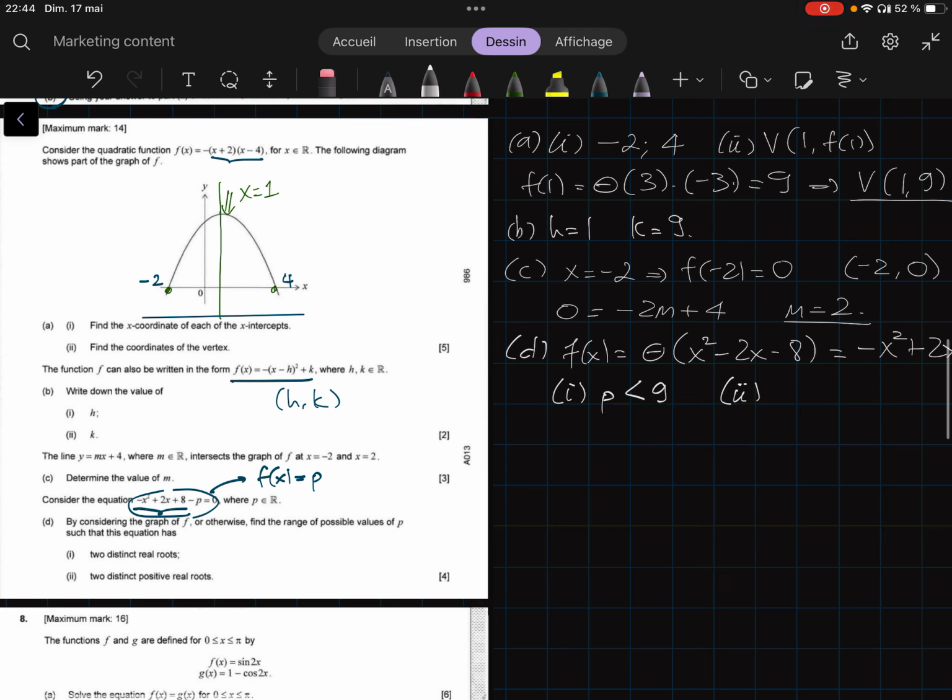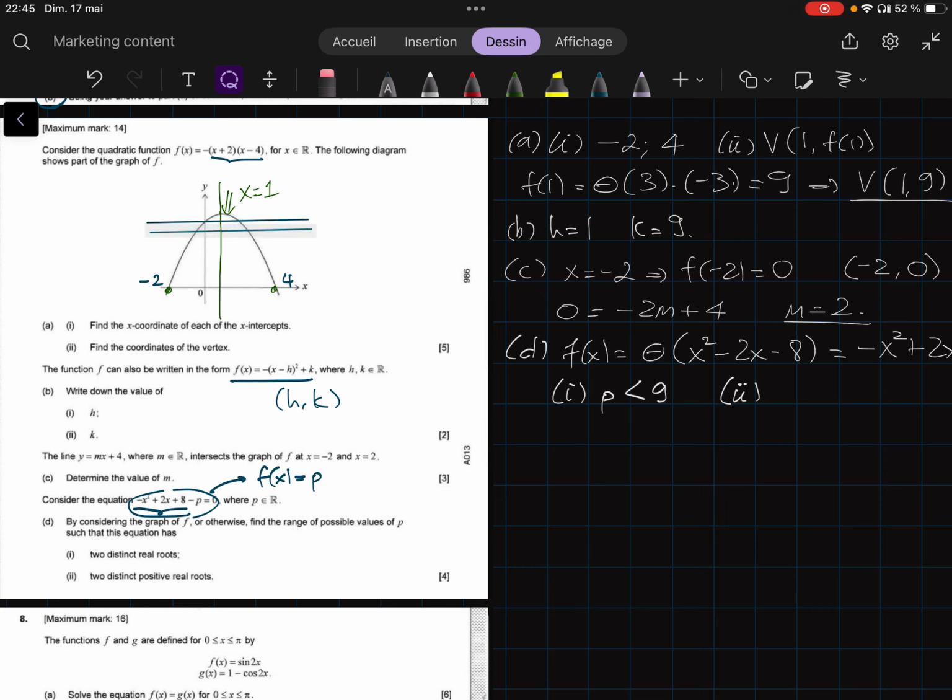Part 2. Two distinct positive real roots. Okay, now this gets a bit trickier. You take the same line and you do the same motion. Here you have one negative root and one positive root. You have one negative, one positive, and so on, then 0 and 1 positive, and then 2 positives.